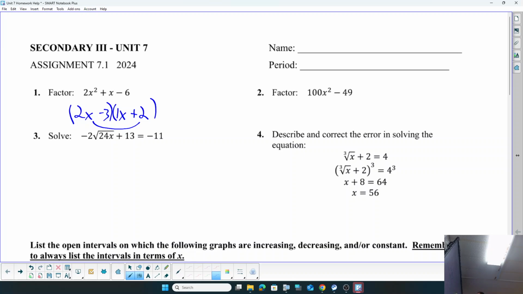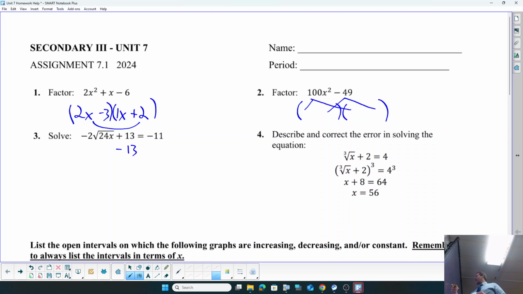That was number 1. What about number 2? Is that a perfect square? What does that factor into? Oh yeah, it's a difference of squares. They're perfect squares. So what does 100 factor into? 10 times 10? What about 49? Opposite signs, right? Opposite signs.